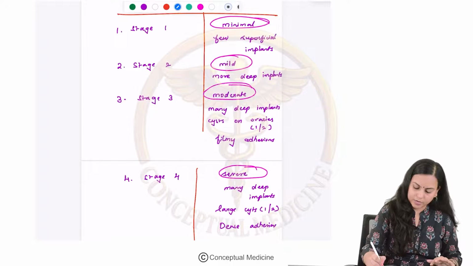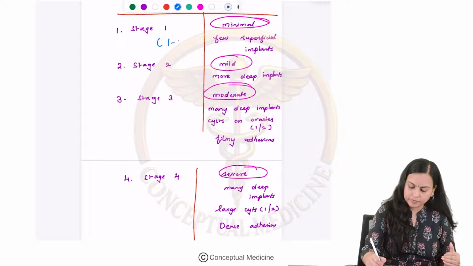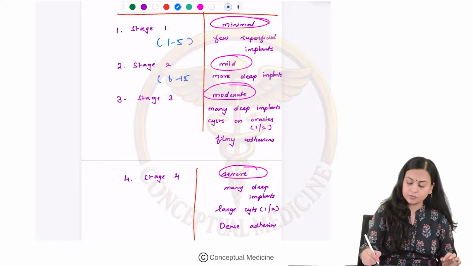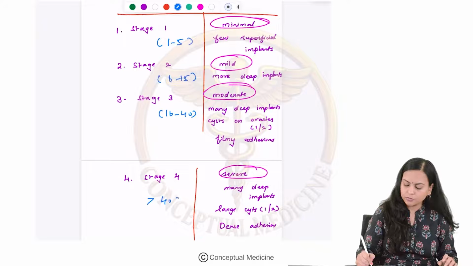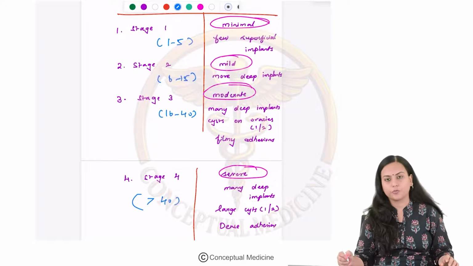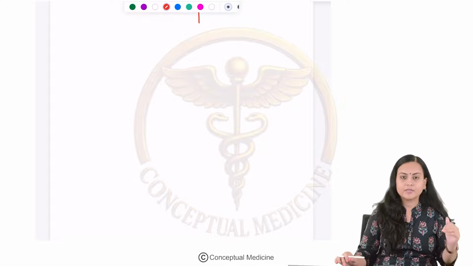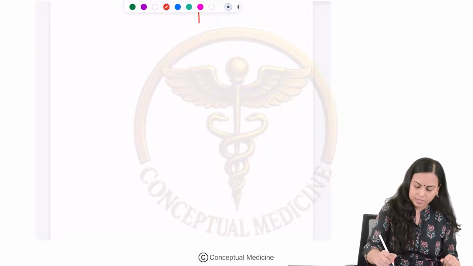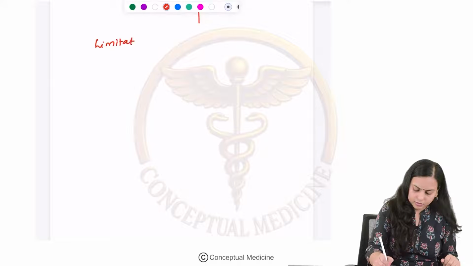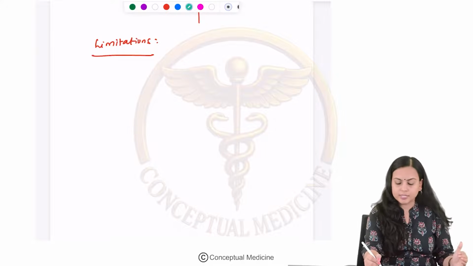Okay, I can add one more point, like the points given to each stage. Okay, stage 1 carries 1 to 5 points. Stage 2 means it will be between 6 to 15 points, and stage 3 carries 16 to 40 points, and if it comes more than 40 points, it will be considered as stage 4. Clear? So this is all about staging of endometriosis. Now, the severity score, however, does not correlate with the level of pain she is having. Clear? Right. Now, what are the limitations you will have with the scoring system?